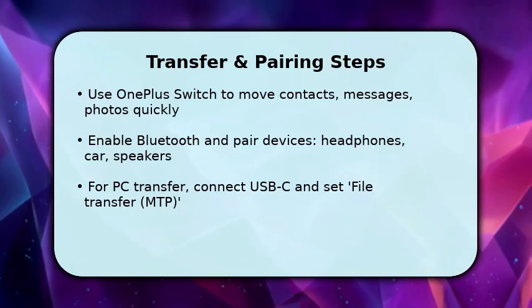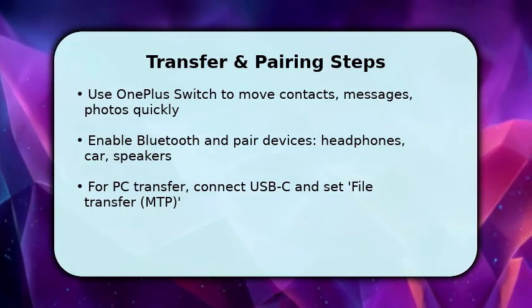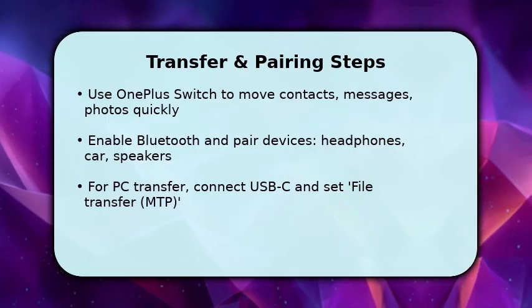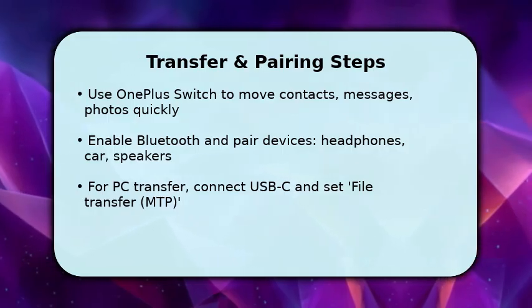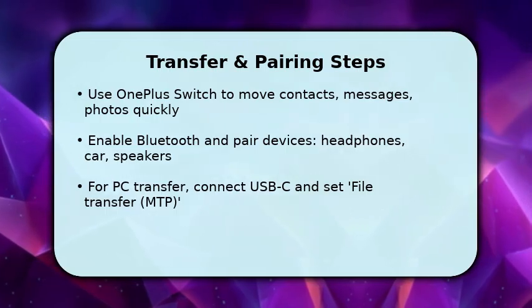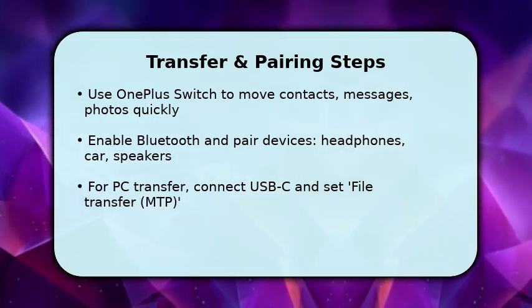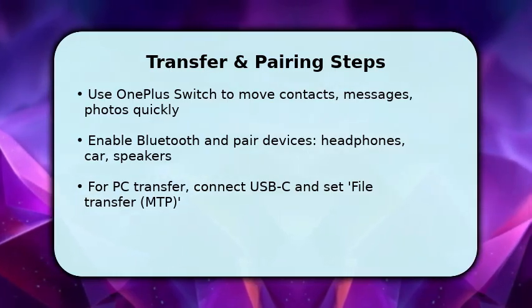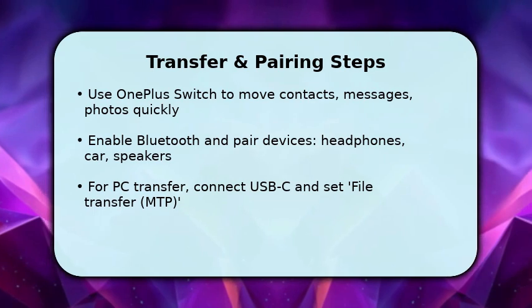For audio or hands-free, enable Bluetooth and pair each device by tapping its name and confirming the PIN. Make sure device firmware is up to date to avoid codec issues. If you need files on a PC, connect the USB-C cable and select File Transfer, MTP, from the notification shade so your computer can browse storage.